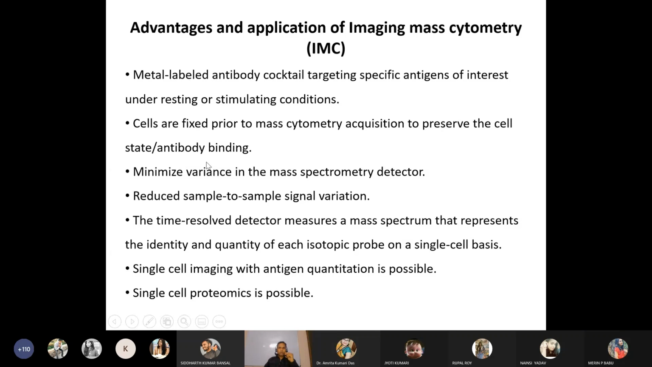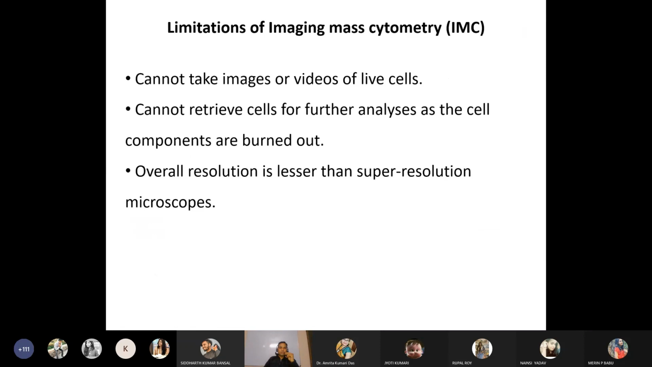For quantitation you do fluorescence cytometry. Single cell imaging with antigen quantitation is possible. So this is one of the very latest techniques, single cell imaging and single cell proteomics. This is possible through mass cytometry.